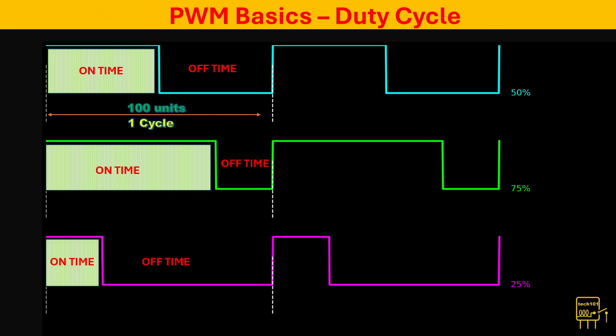Duty cycle is defined by the relative on time in a single cycle of the digital waveform. Imagine each cycle comprised of 100 units. If the logic on time is 50 units, then the duty cycle is 50%. If the on time is 75 units, the duty cycle is 75%, and so on. Duty cycle is defined by the percentage of high logic time relative to the total cycle time. If the duty cycle is 100%, it means that the signal is on all the time.